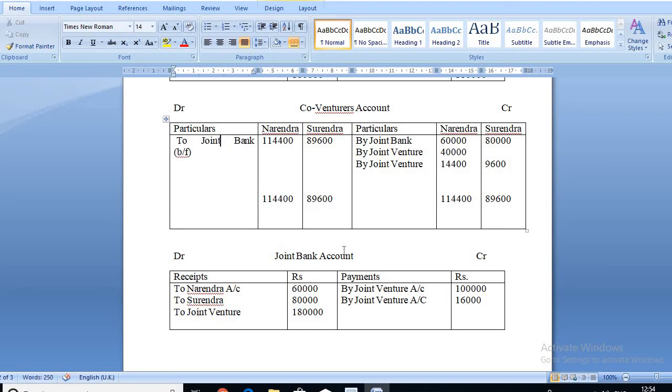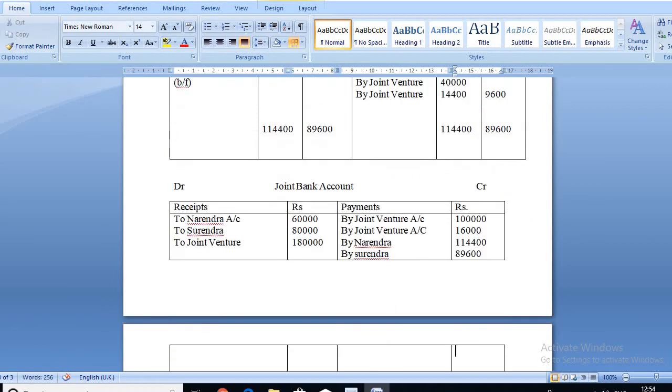In the joint bank account, credit side, this is recorded where? In the co-venturers' account. Who are the co-venturers? One is Narendra, one is Surendra. So here, by Narendra and by Surendra. How much Narendra? 1,14,400. Surendra is 89,600.